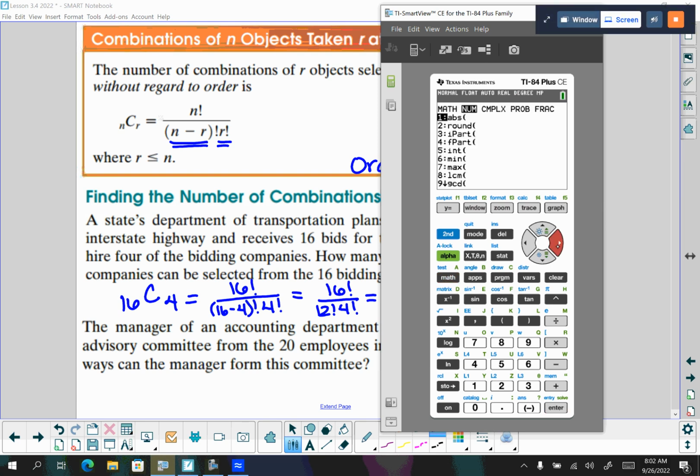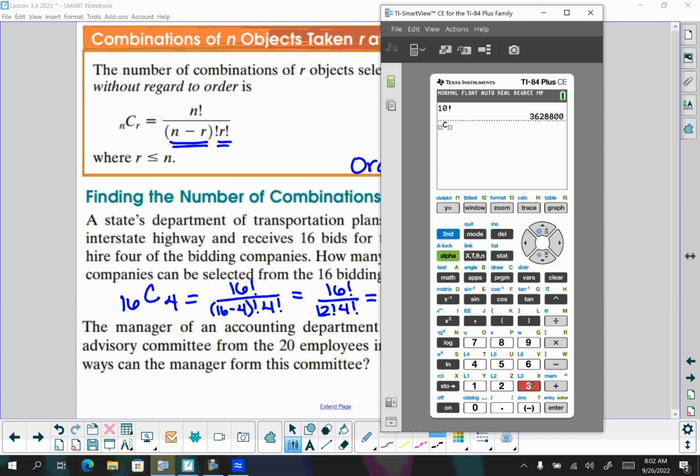Under that same math menu, if you go over to probability, you can see right above the factorial symbols, we've got the nPr and the nCr. I'm just going to choose the one with the C. And on the graphing calculator, all you have to do is put in the 16 and the 4 in the 2 little boxes. It makes it really easy. So 16, 4, and it'll do the whole thing for you.